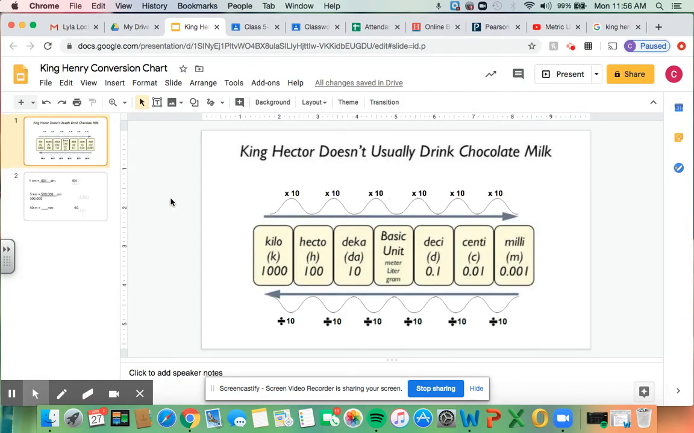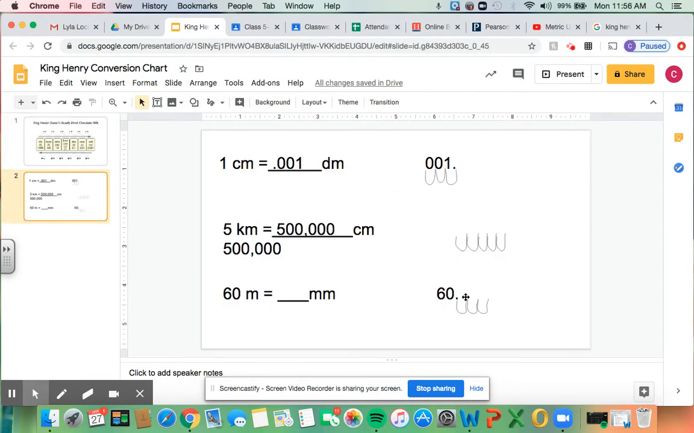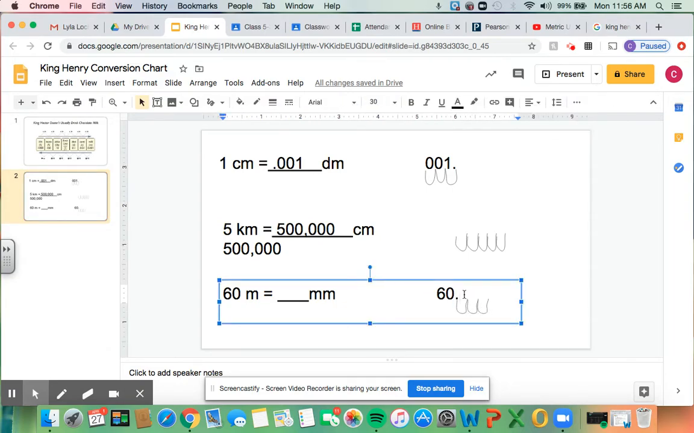Now the last one is 60 meters to millimeters. So meters is here. This is the basic unit, which is in the middle, and we're going to millimeters. So we're going to jump 1, 2, 3 spaces to the right, like I drew here, and we're going to draw our 3 zeros as placeholders. Now this becomes a comma. There are 60,000 millimeters in 60 meters, and that's how you convert metric units of length.